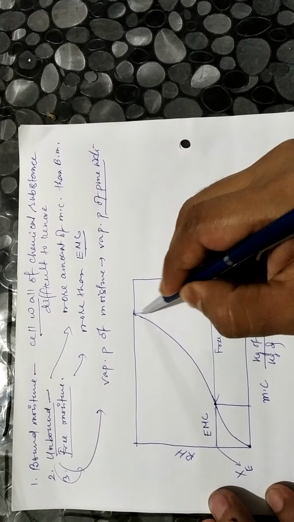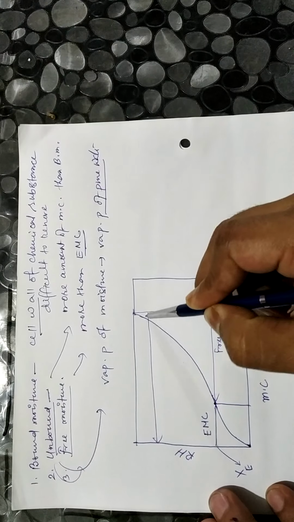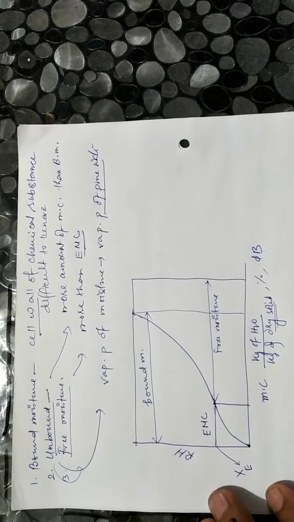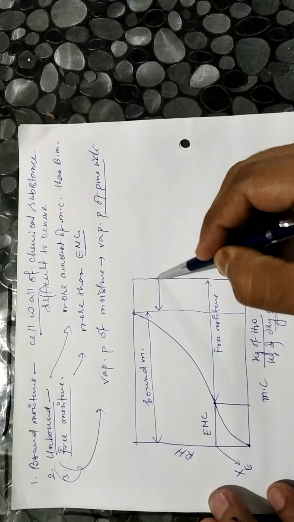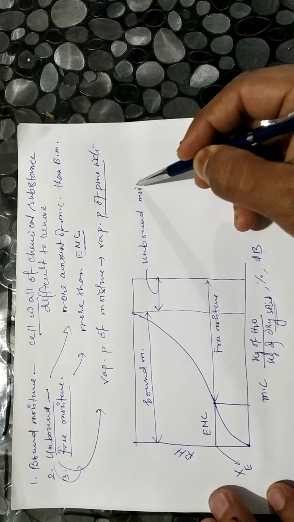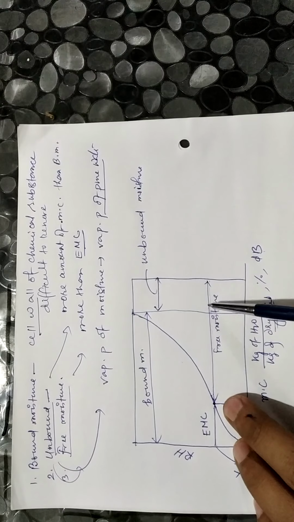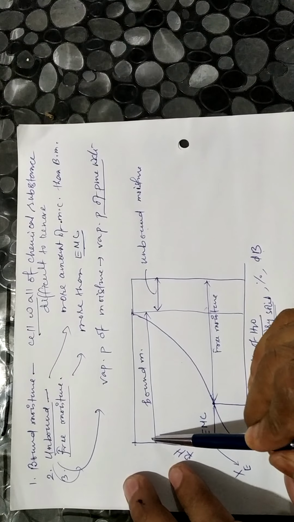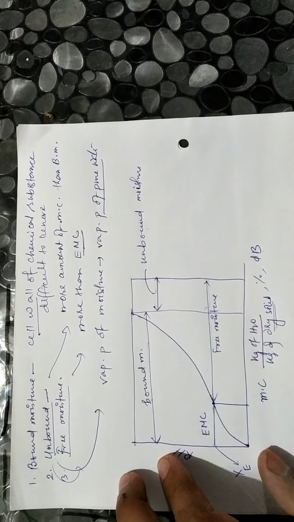And here is another line. Up to this EMC curve is your bound moisture. Since the amount of moisture more than bound moisture is called unbound, this is your unbound moisture. Initially, once you start drying, free moisture will be removed. Within this free moisture there will be unbound moisture as well. Along with bound moisture, there may also be some free moisture. So some amount of moisture cannot be removed.